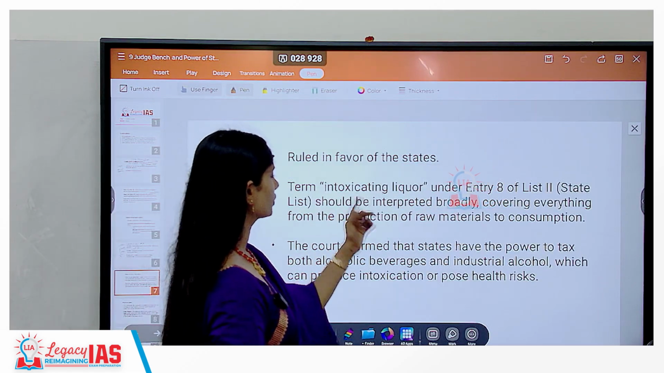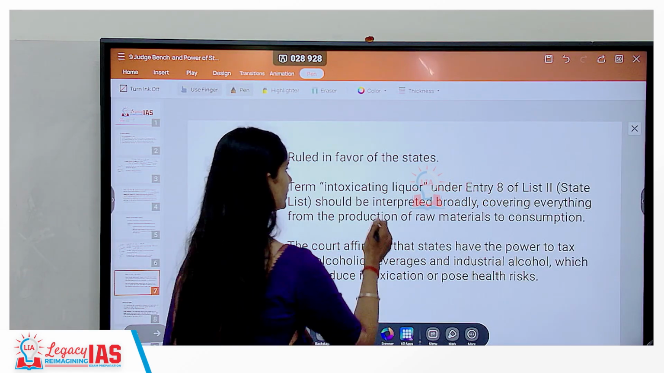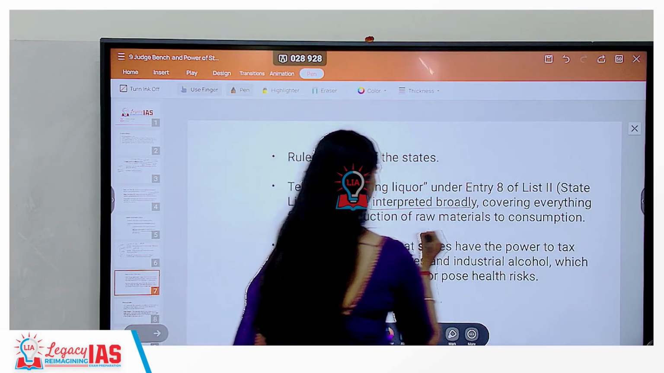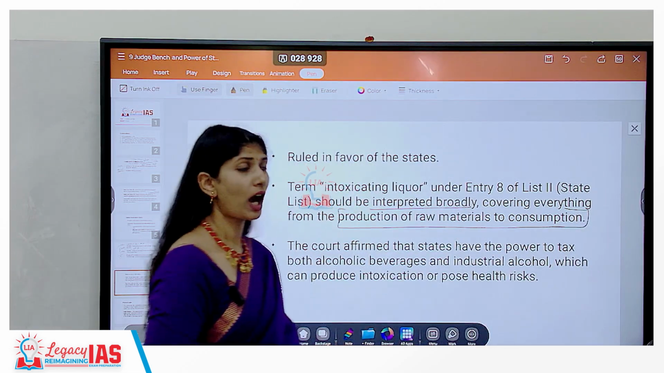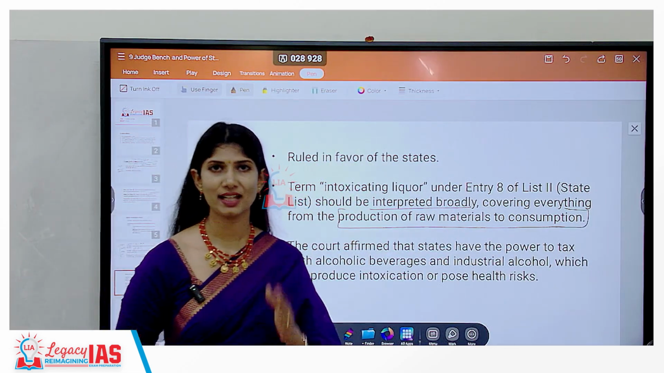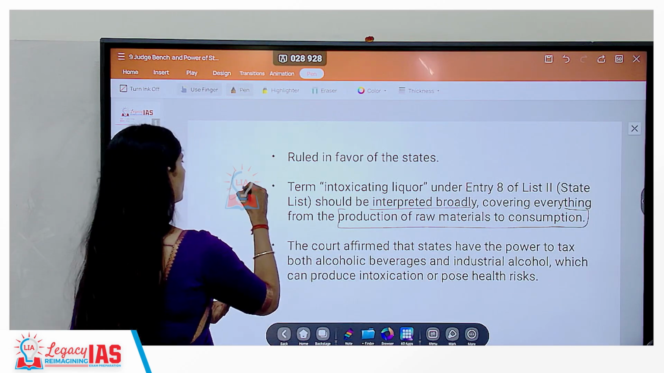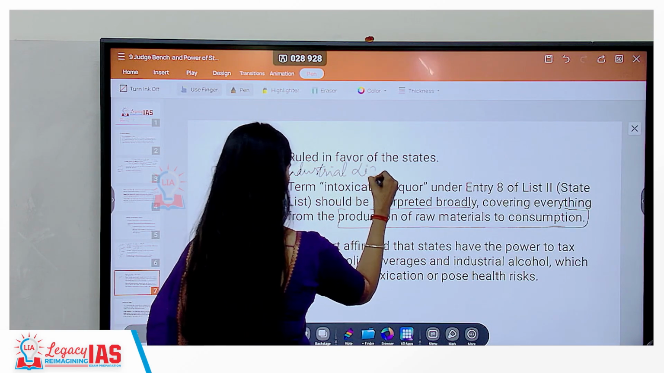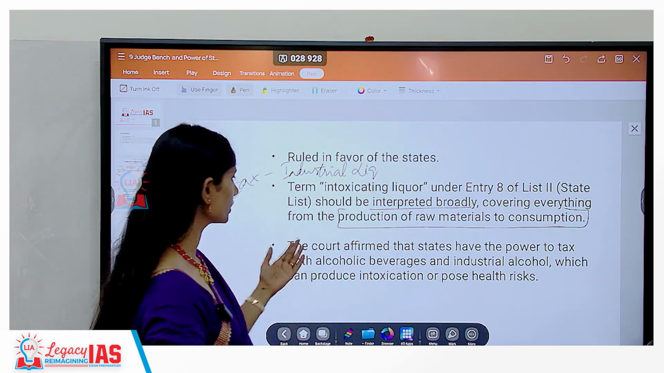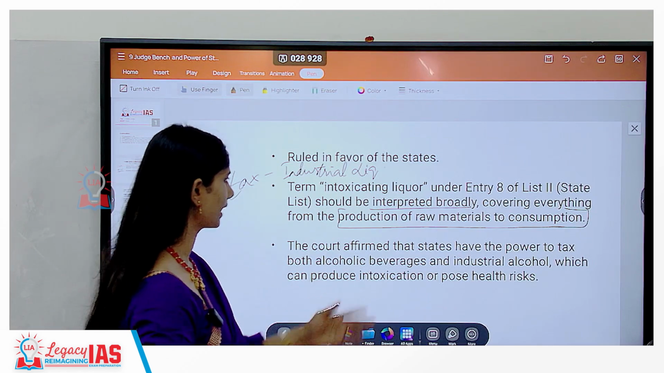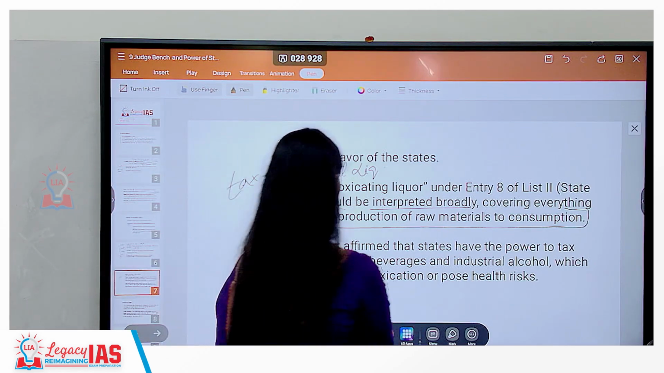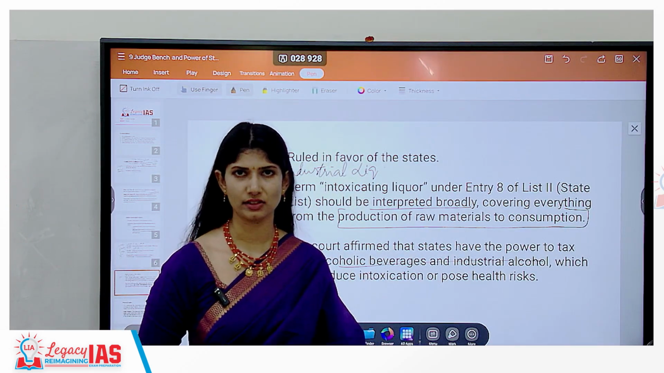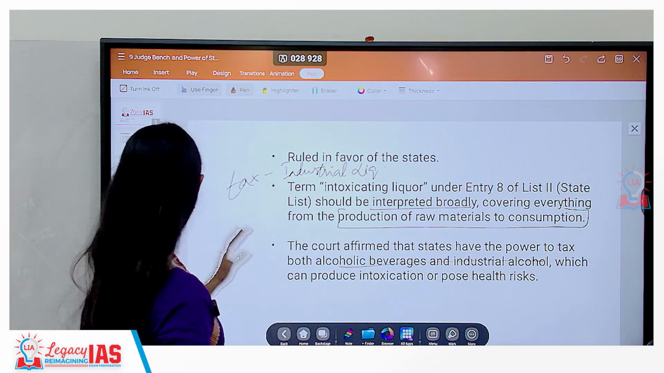The term intoxicating liquor should be interpreted broadly and, this is very important, should cover everything from production of raw materials to consumption. Under this, they have given states the power to tax industrial liquor. The court affirmed that the states have the power to tax both alcoholic beverages and industrial alcohol, which can produce intoxication or pose health risks. Understanding? Clear up until here?